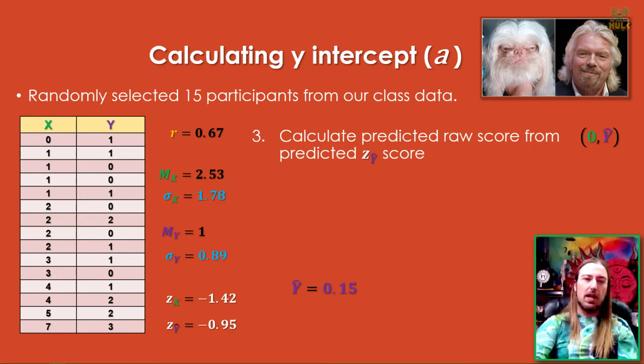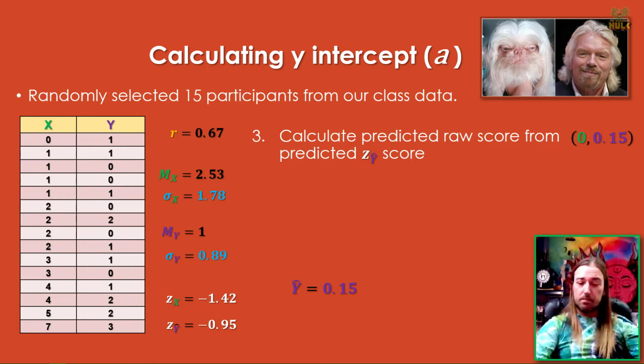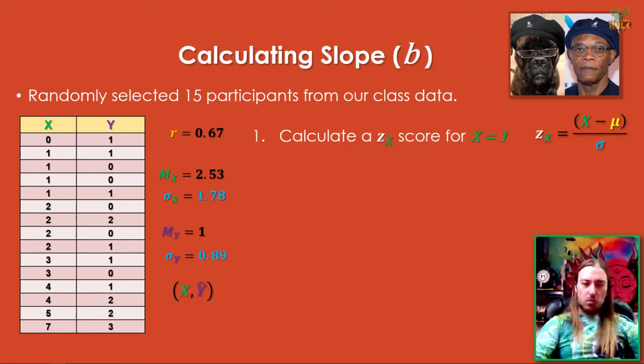So our y-intercept is 0.15, right? So we can plug that in. We now have our first set of coordinates, 0, 0.15. Remember, in order to calculate slope, we need 2 points on the line, so we have to figure out a second point somewhere along that line. So we're going to do the same thing.